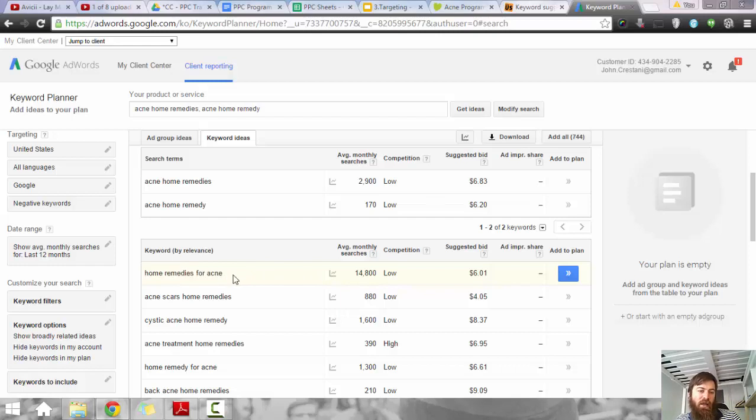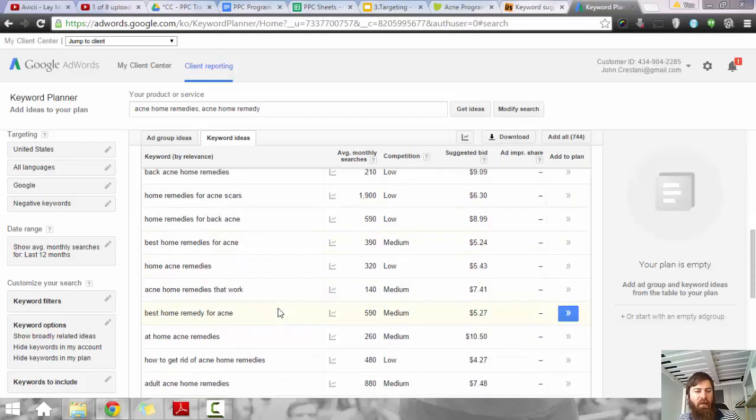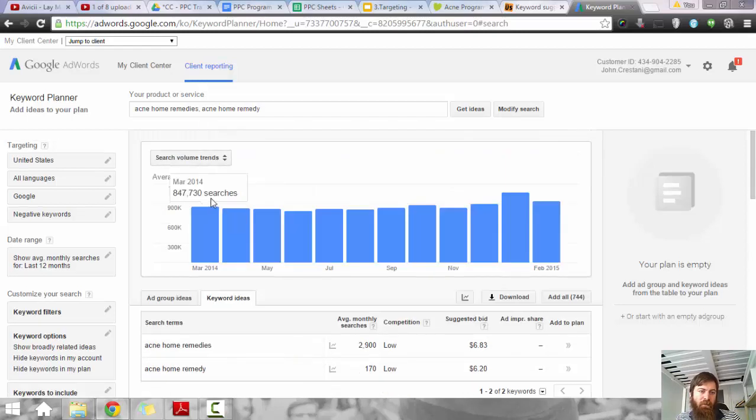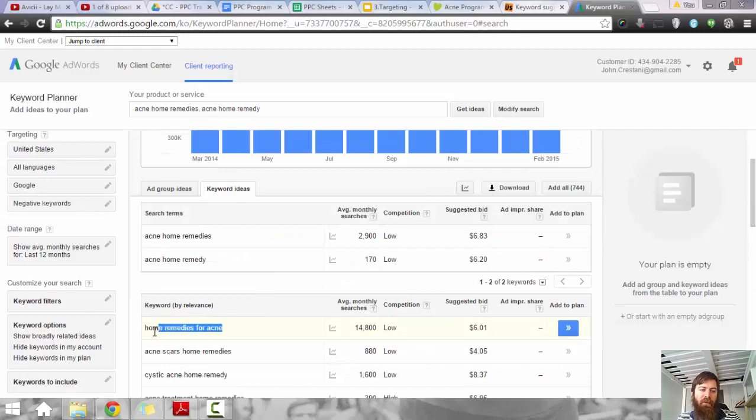Because what we're seeing is that home remedies for acne, which is basically the same thing as this, is getting a ton of searches. Home remedies for acne scars is also pretty high. So now we have to change this out, as this has to be our root keyword now, because acne home remedies is the same three words.